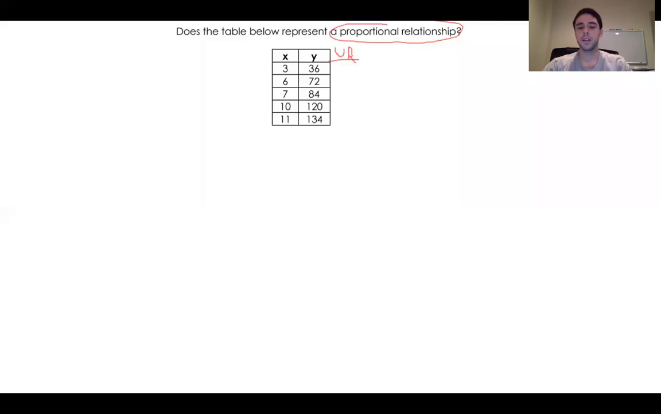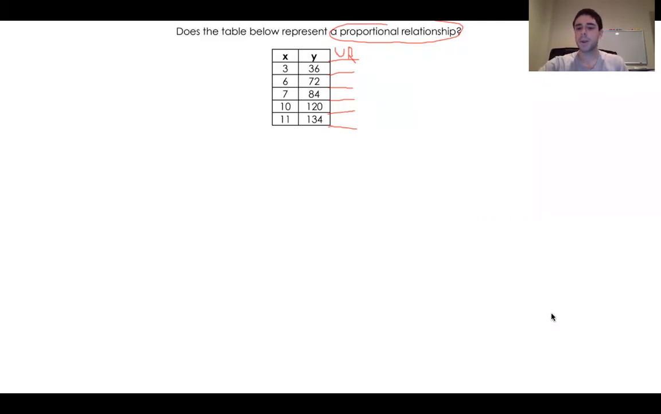What do all of our unit rates have to be in order for this to be proportional? Or I should say, do all of our unit rates need to be the same in order for this to be proportional? So everyone say yes, yes, they do. Every single one has to be the exact same so that the relationship between x and y is the same for each entry in the table.